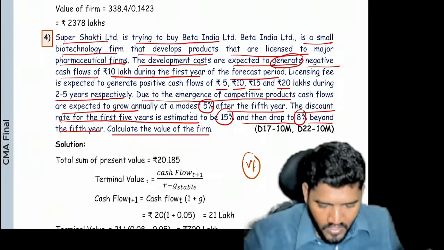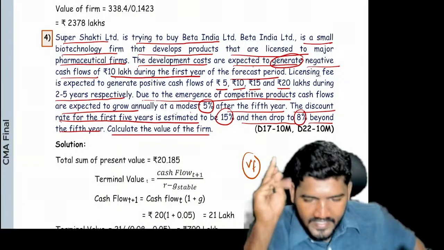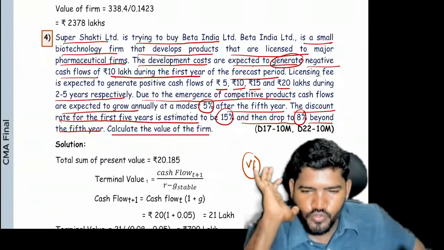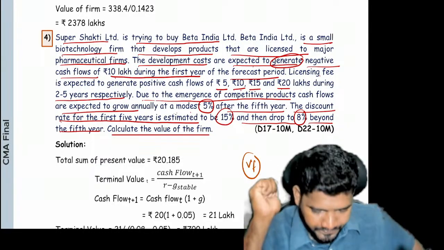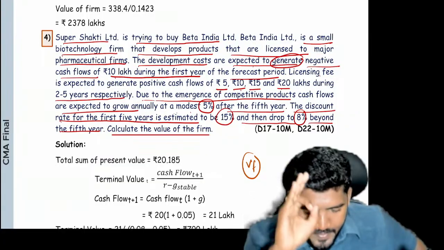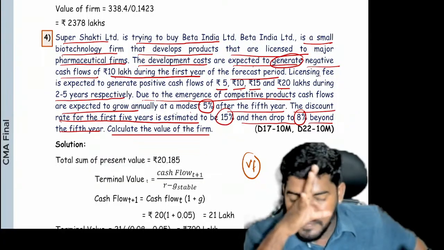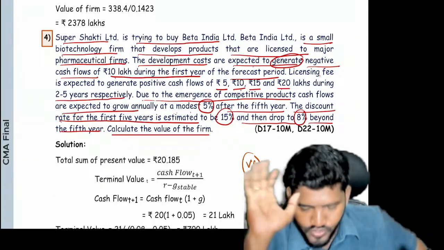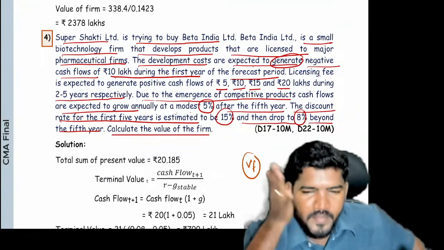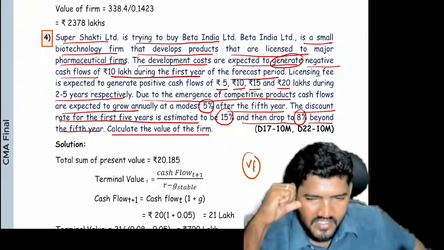Simple, guys. Shakti is the purchaser, Beta is the seller. So Super Shakti is calculating all these values. What they are calculating means, if I purchase Beta Limited, at so and so value. They have not specified the outflow, but before purchase, they are calculating all this.